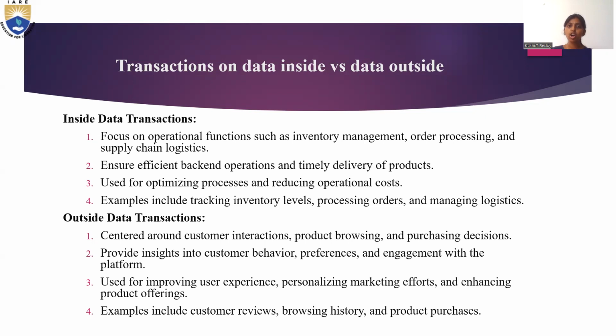First, it focuses on operational functions such as inventory management, order processing, and supply chain logistics. It ensures efficient backend operations and timely delivery of products, and is used for optimizing processes and reducing operational costs. Examples include tracking inventory levels, processing orders, and managing logistics.